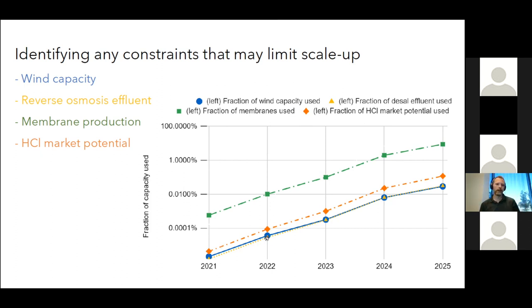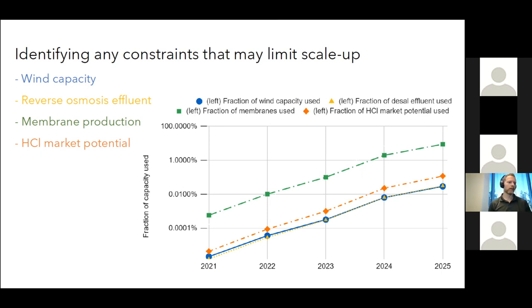Similar with the yellow, the reverse osmosis effluent. So what this means is imagine all the desalination plants in the world, and all of the reverse osmosis concentrate that's generated. Let's assume that's our input stream. And again, even at 1 million tons per year level, we're only consuming 0.1% of that resource. The orange is the hydrochloric acid market potential. So I mentioned we produce hydrochloric acid as a byproduct and we want to sell that. Now, an important caveat is the market we're assuming here in this plot is not the existing HCl market.